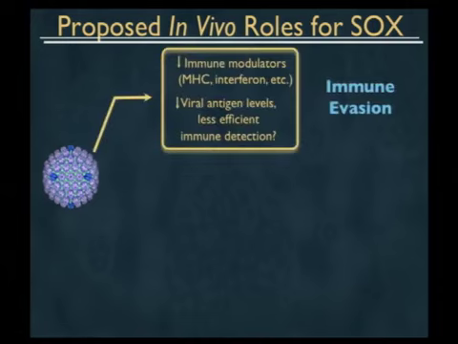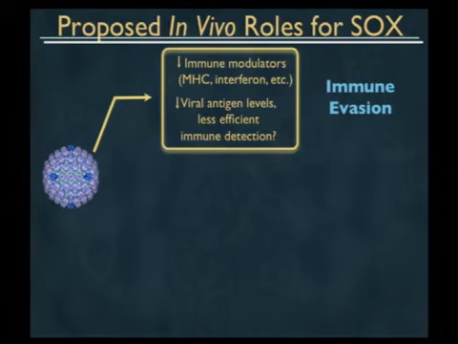One of which could be immune evasion. It can be that through downregulation of immune modulators, we certainly know that RNAs coding for MHC proteins and interferon and lots of other immune modulators are downregulated, as well as decreasing the overall levels of viral antigens.